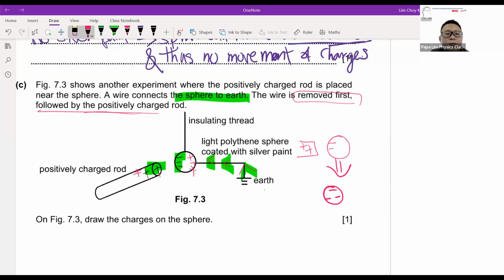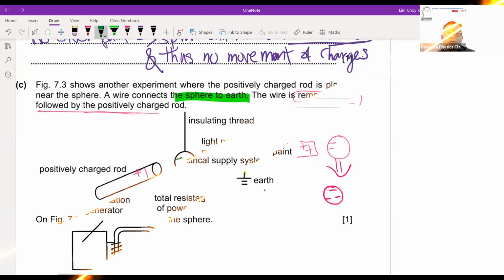So the answer that I'm looking at is this. The charges on the sphere after everything has been removed are 1, 2, 3. So it's balanced out, evenly distributed. Remember the wire.